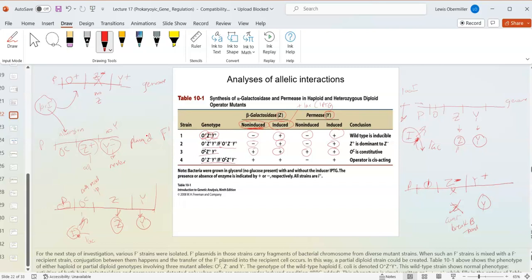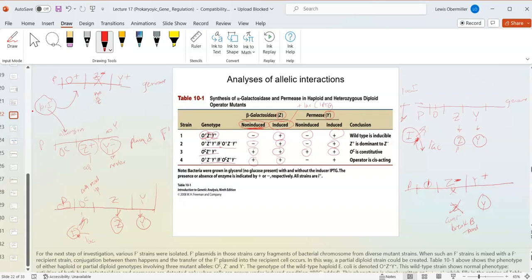So Z is going to be plus plus, right? 100%. Because we're going to make it from this plasmid no matter what. Now let's look at this one. Z, we're not going to get any Z from this. So that would be minus, but we have the plasmid that is always on, so it's plus. Now, this lac I works.